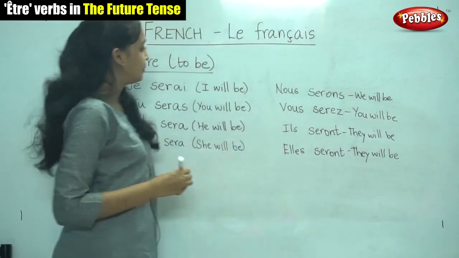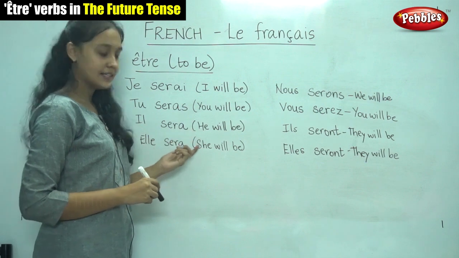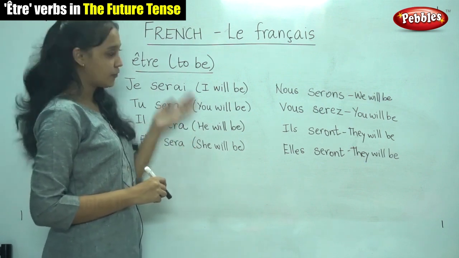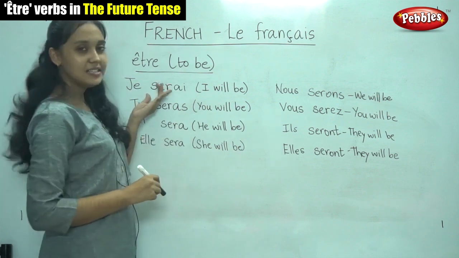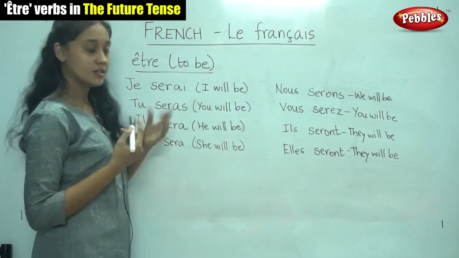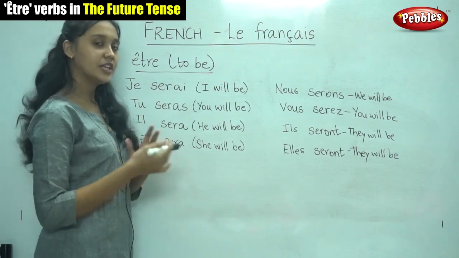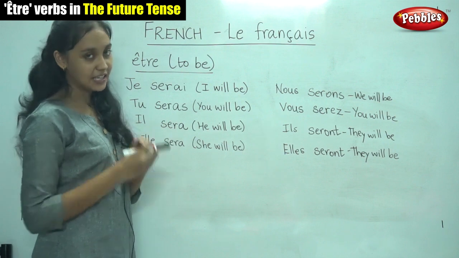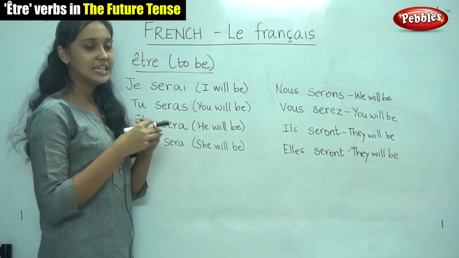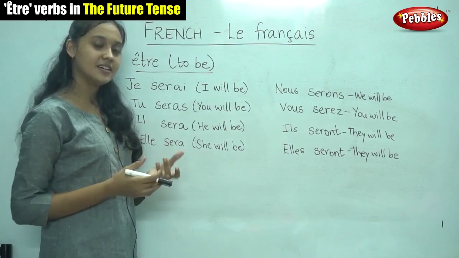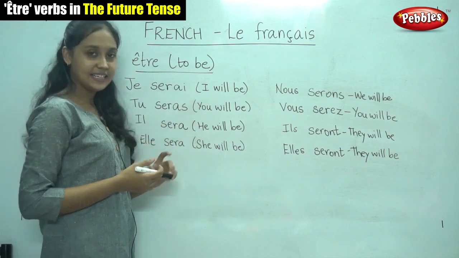So it is very simple, isn't it? We just have to learn the stem and the endings. The endings are the same for all the verbs in the future tense. So it is very easy, and we know the stem for the ER verb. It is the infinitive. For the IR verb also, it is the infinitive itself. For the RE verbs, we drop the E at the end. That gives us the stem, followed by the endings.